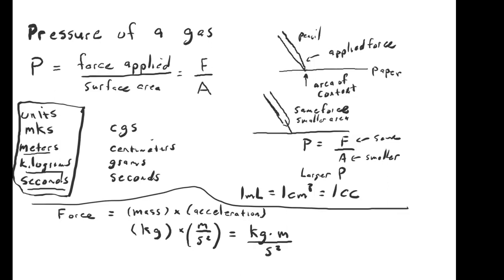Now that is a little awkward. It's got a lot of units in it. So typically what we do is we call it a Newton. And the abbreviation for Newton is a capital N. So the Newton is N, it's really kilogram meter per second squared.